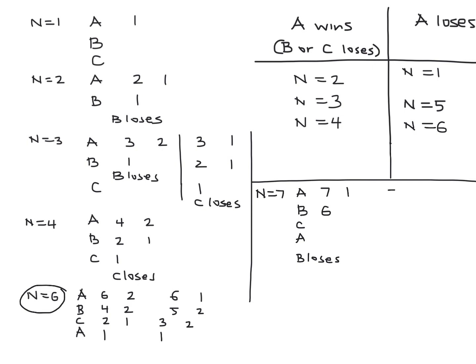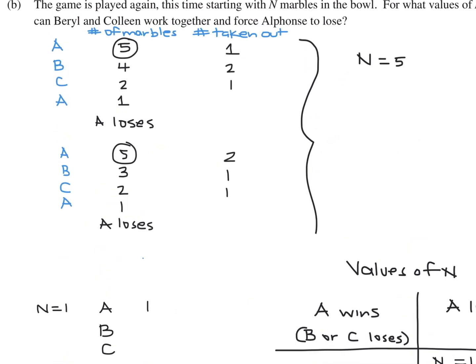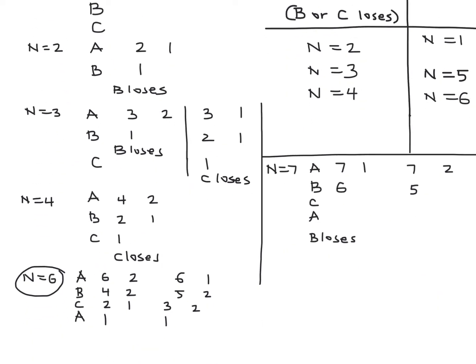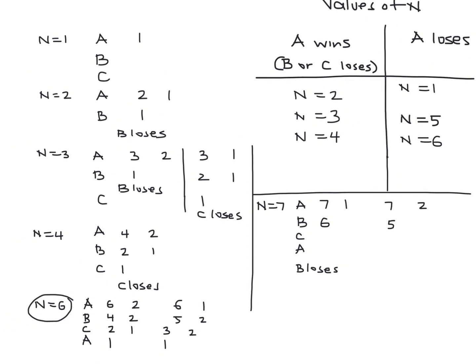But what if you start off with 7, but you remove 2? Then you end up with 5 for B. And remember, when it's 5, whoever starts off with 5, as we showed in part A, will also lose if the other 2 make the right decisions. So you're just kind of using the other scenarios to help you out here. So that means B loses again. So if B loses, that means A wins. So N equals 7 goes into this column. How about N equals 8?